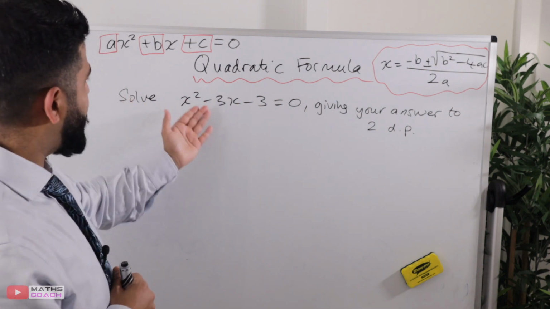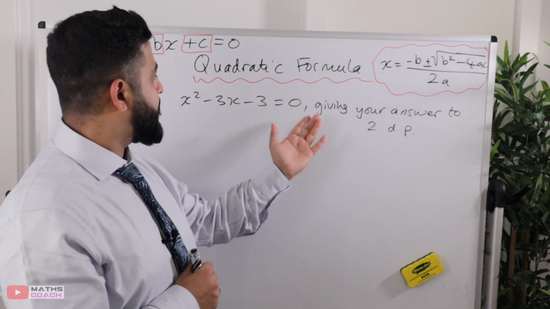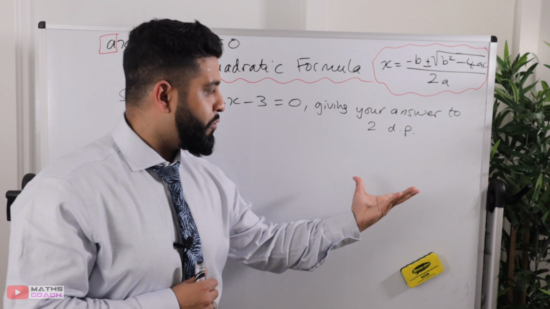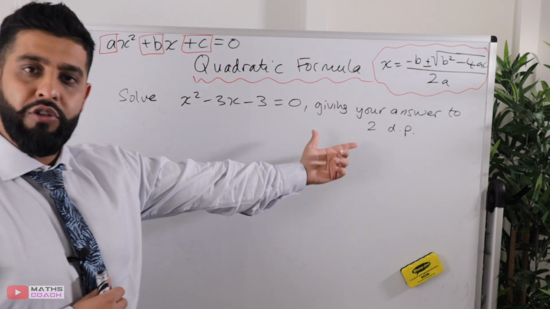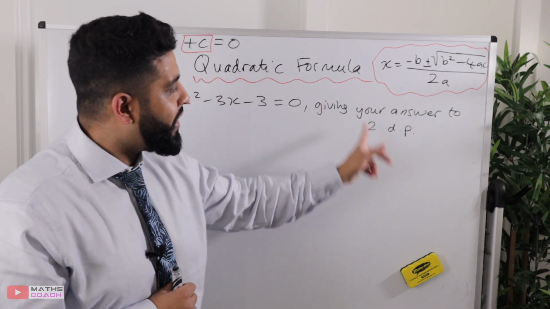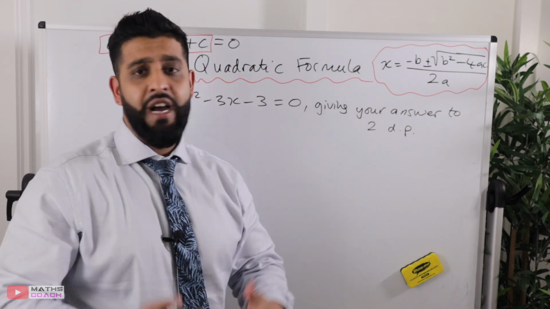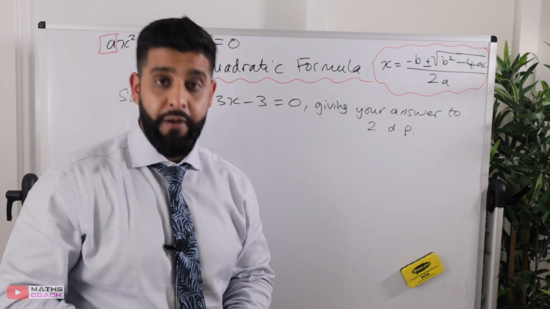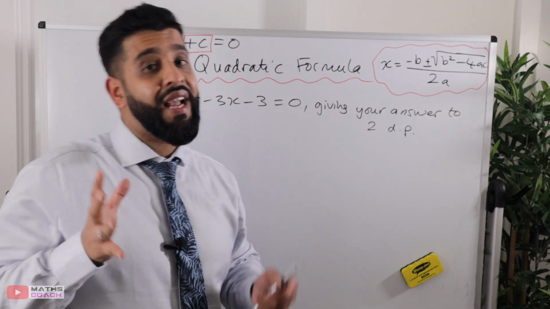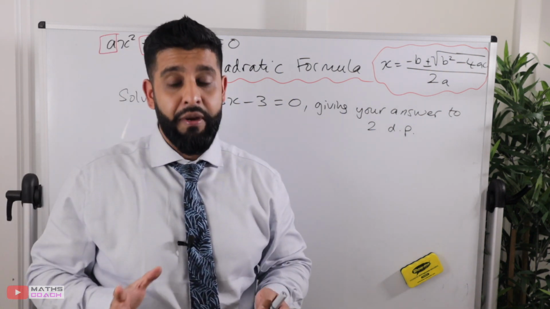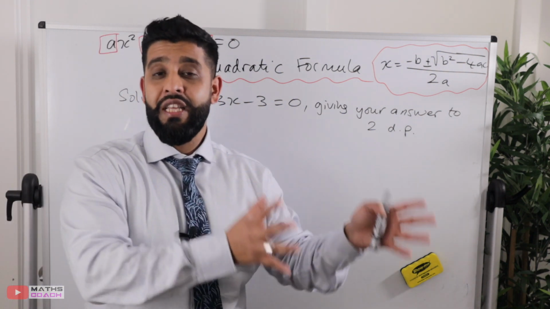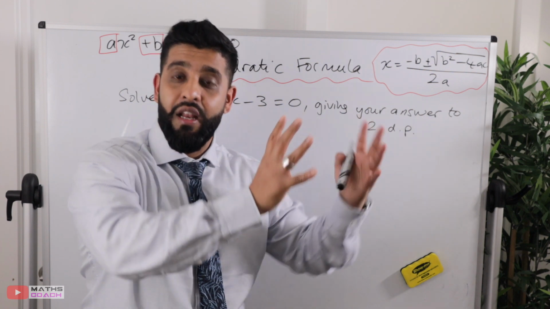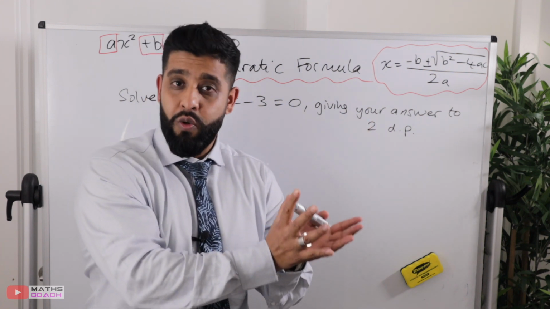We want to solve x squared minus 3x minus 3 equals 0, giving our answer to two decimal places. So we know that we have to use our quadratic formula here as well because we have to leave our answer in decimal places. And for that, we will require a calculator. However, the quadratic formula can appear on a non-calculator paper because it can ask you to leave your answer in a particular form that involves square roots.